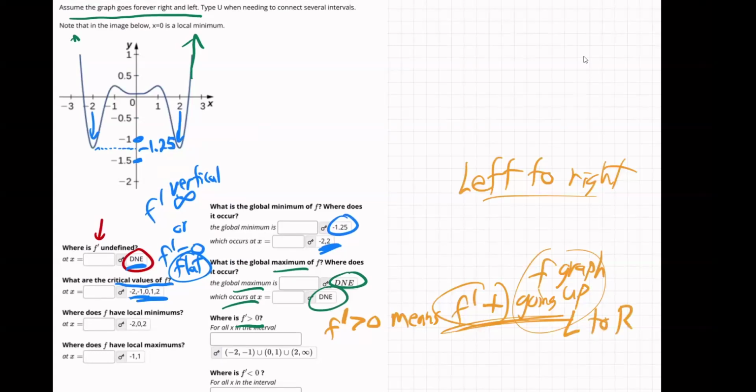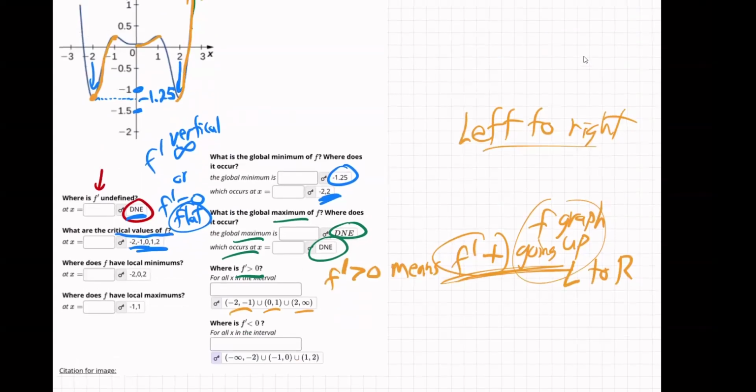So where's it going up from here to there? It's from -2 to -1. See that? Right there. And then it goes down, and then it goes from here to there, it goes up from 0 to 1. And then from 2 to infinity, it also goes up. Put u's between all those.